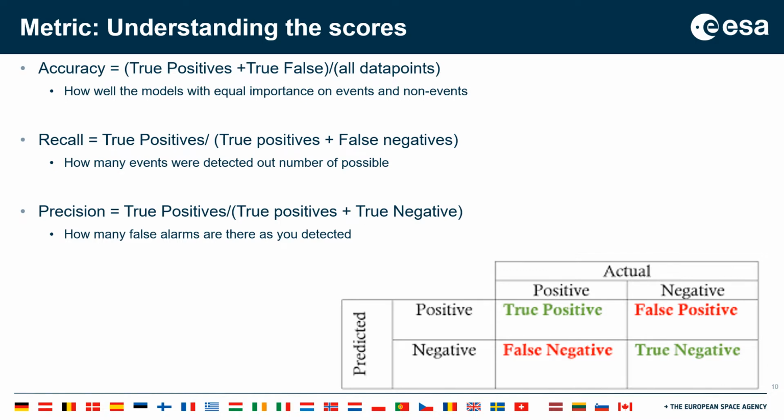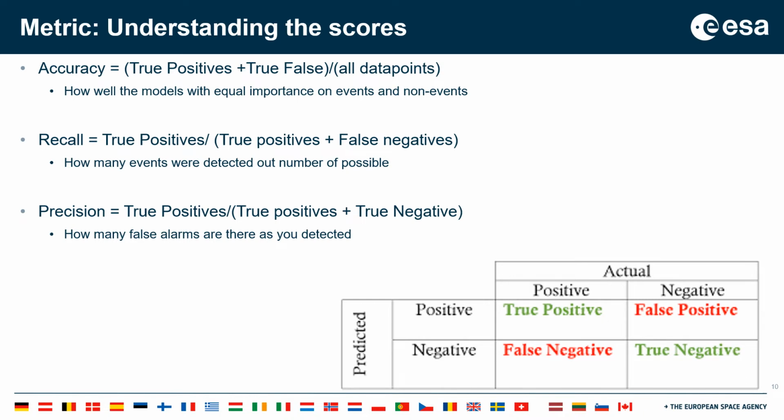So the models can learn to guess only non-events and get a pretty good accuracy score from that. So that's not a particularly good score function for this case. So we'll focus more on recall and precision.